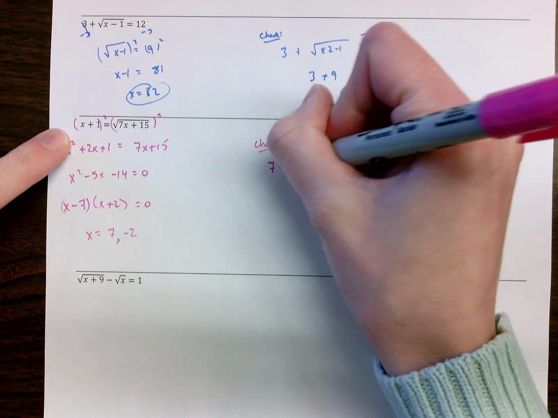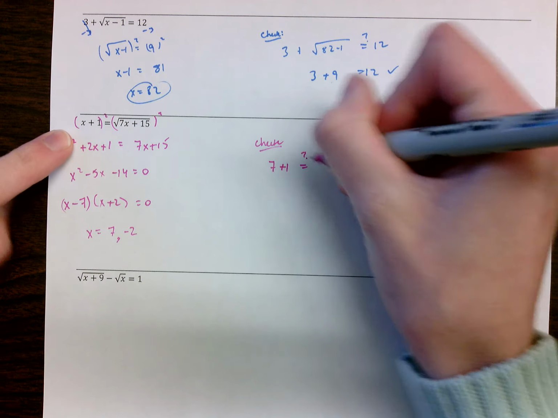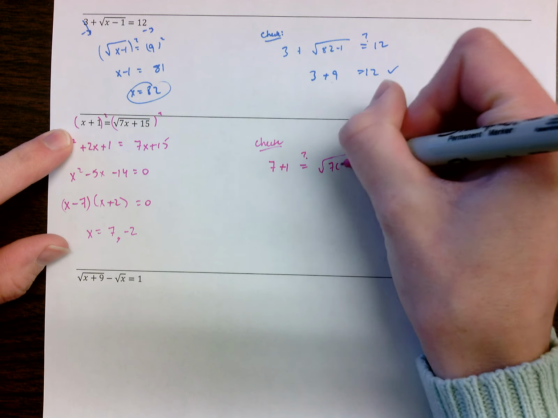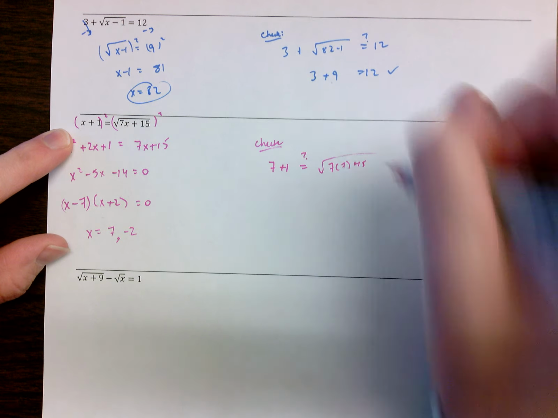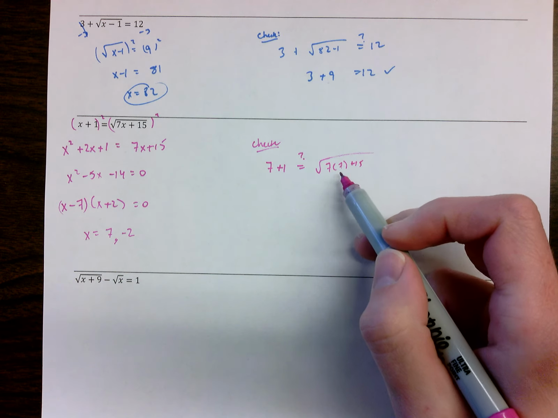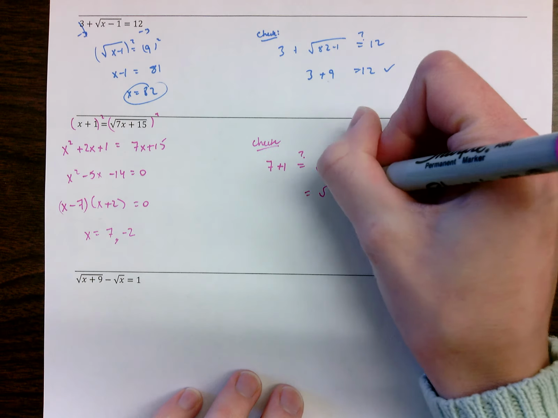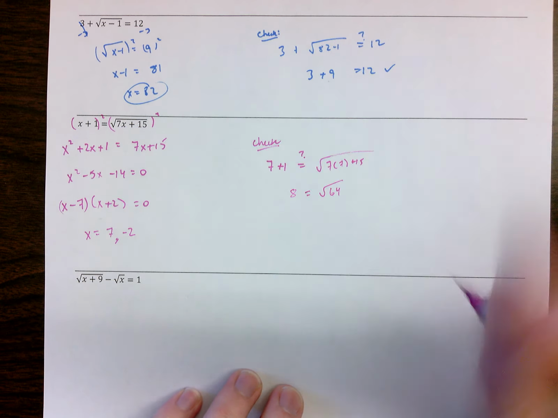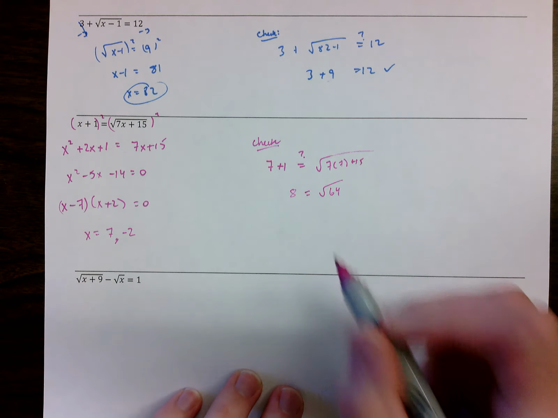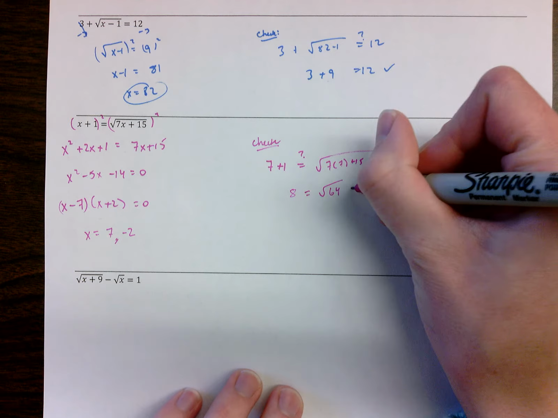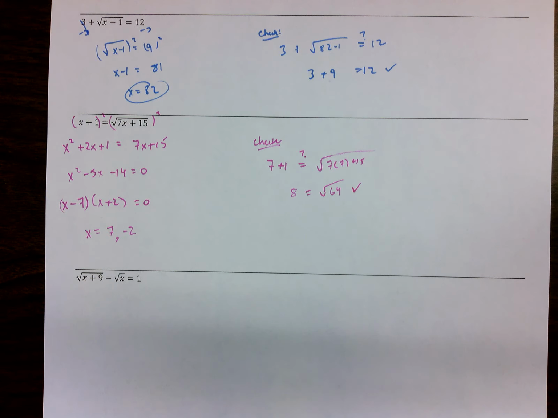So the first one I'm going to check is 7. So if I do 7 plus 1, we want to know, does that equal the square root of 7 times 7 plus 15? Right? Well, 7 times 7 is 49. 49 plus 15 is 64. And 7 plus 1 is 8. So does the square root of 64 equal 8? Yeah, it does. So we're good.